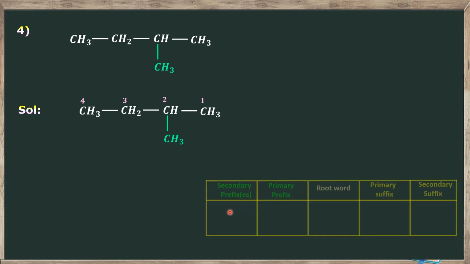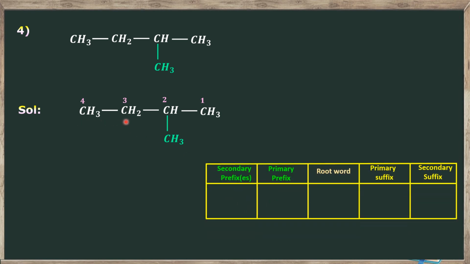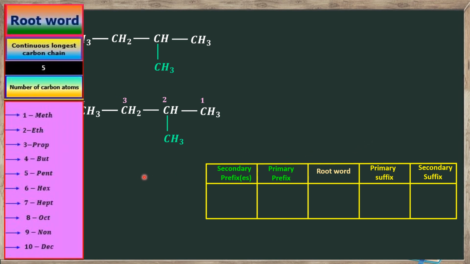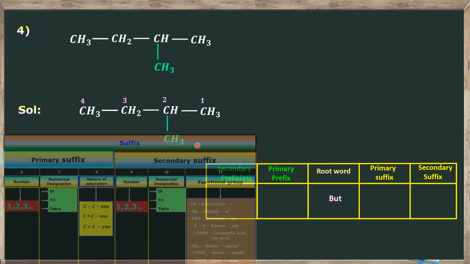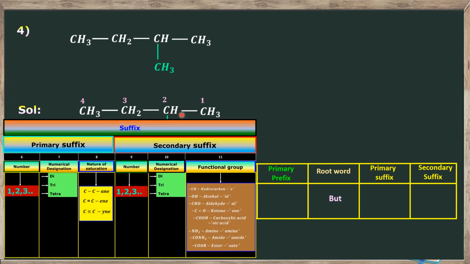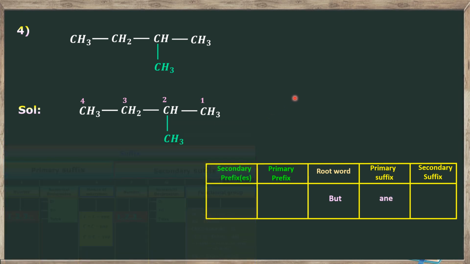Okay. And there are 4 carbon atoms in this parent chain. So the root word is but. Primary suffix is ane because only carbon single bonds are there. So it is ane. Next, secondary prefix is methyl. IUPAC name is 2-methyl butane.